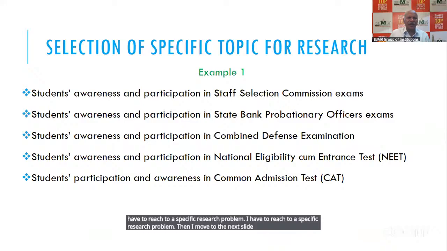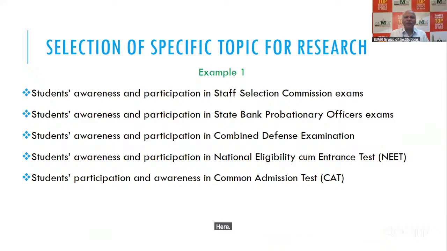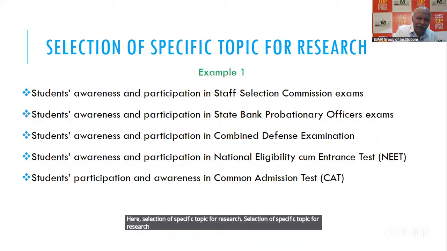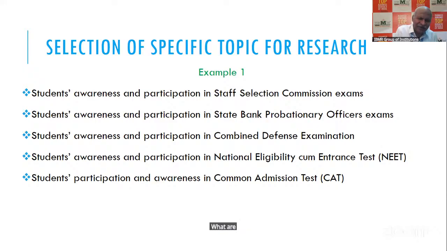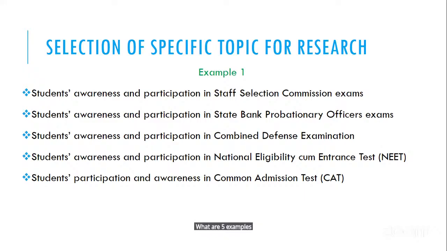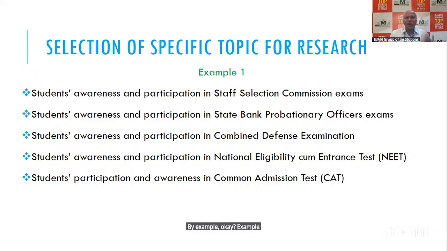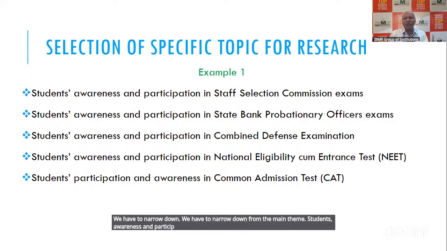Please see here, selection of specific topic for research. Previously there are 5 examples. Example 1 we have taken. We have to narrow down from the main theme: students' awareness and participation in staff selection commission exams. You have narrowed down. Am I right?